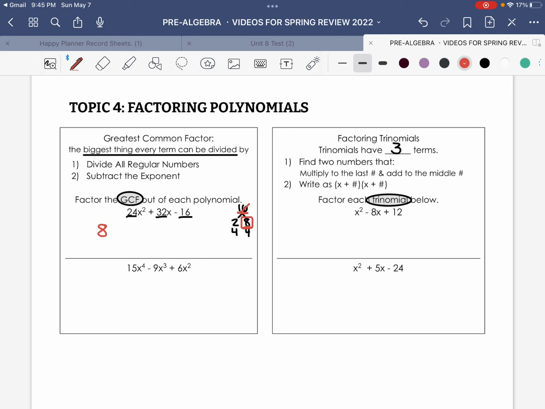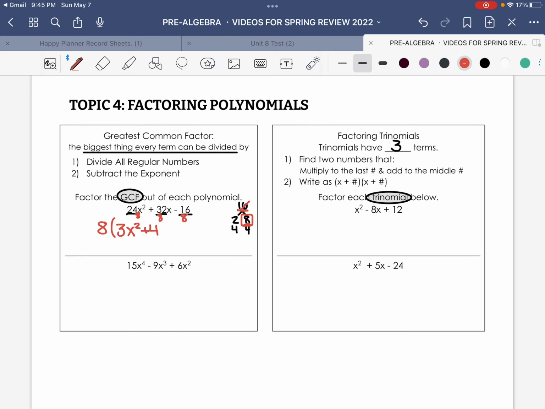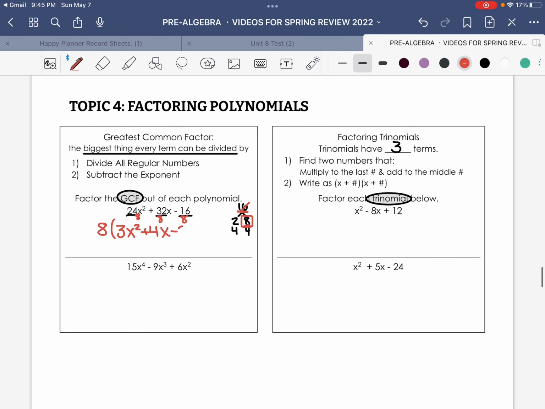Now, I would also check my variables. Not all 3 of them have a variable. 16 is missing one. So it's just 8, no x's or anything. And then I just divide all of these by 8. 24x squared divided by 8 is 3x squared. 32x divided by 8 is 4x. And negative 16 divided by 8 is negative 2. And that is my answer. One thing to make sure to do is that your GCF has to go in front right there.